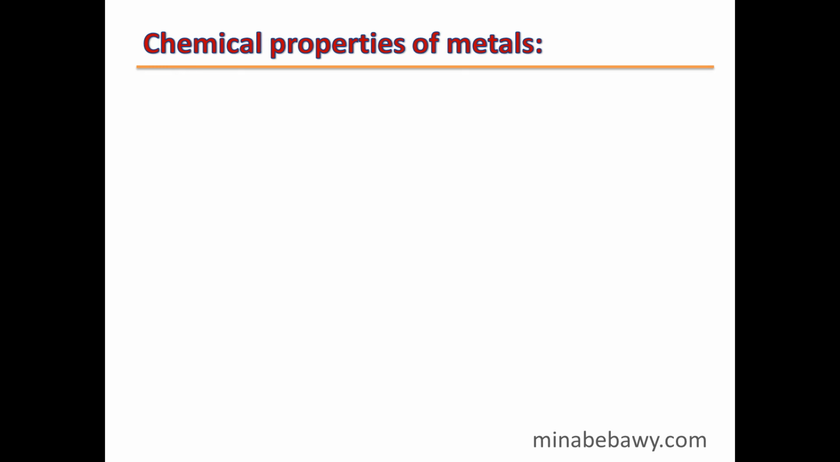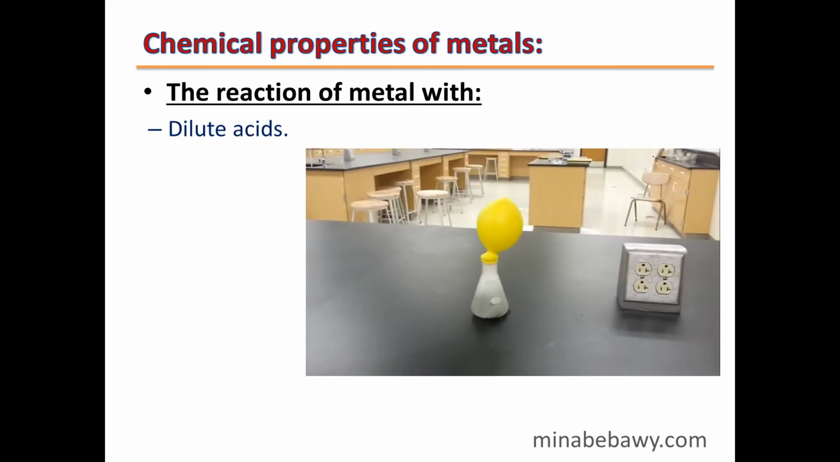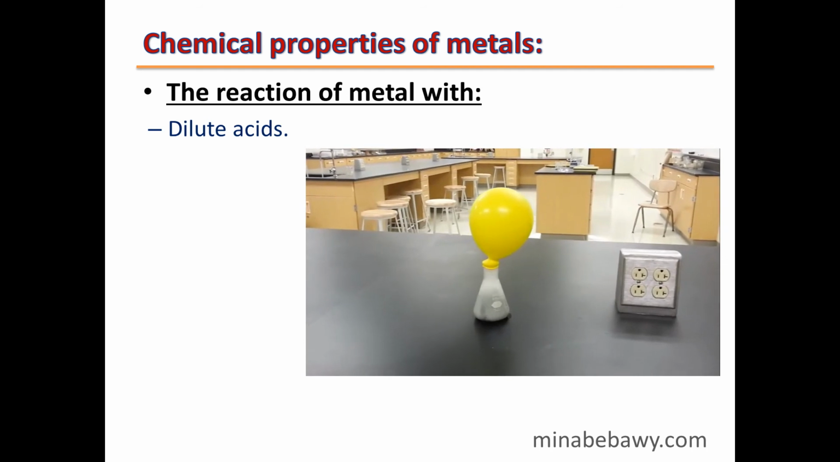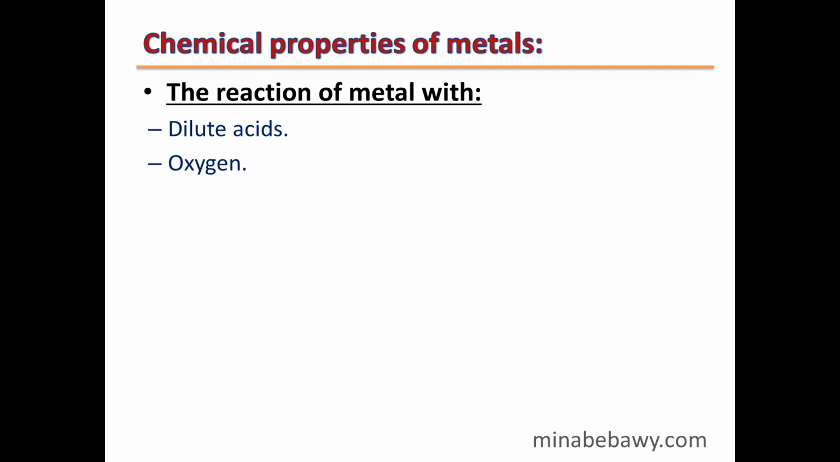Now let's talk about the chemical properties of metals. The reaction of metal with number 1, dilute acids. The reaction with oxygen, and finally we will talk about the reaction with water. So to study the chemical properties of metals, we will talk about the reactions with dilute acids, oxygen, and finally with water.